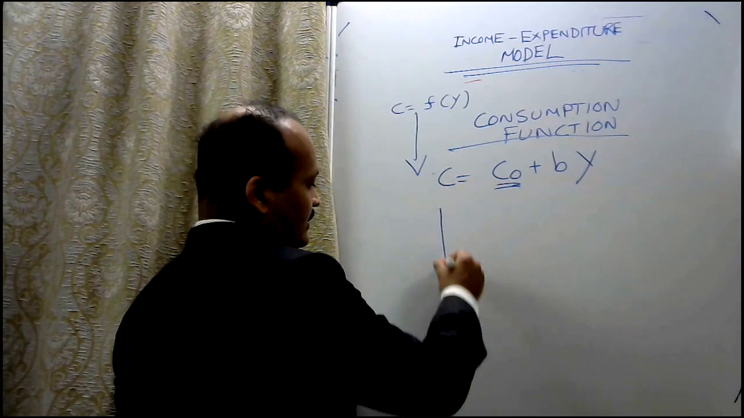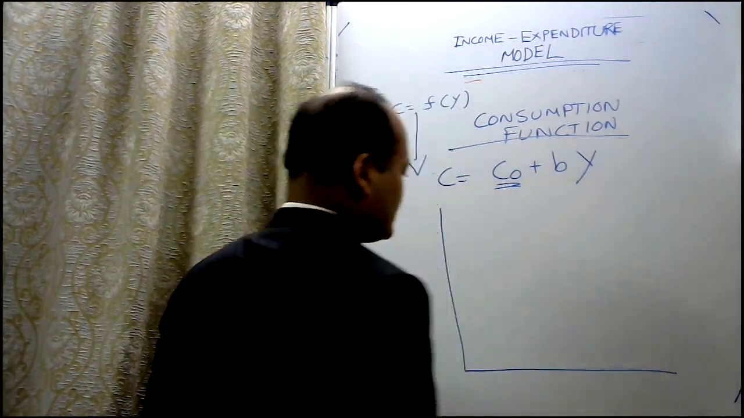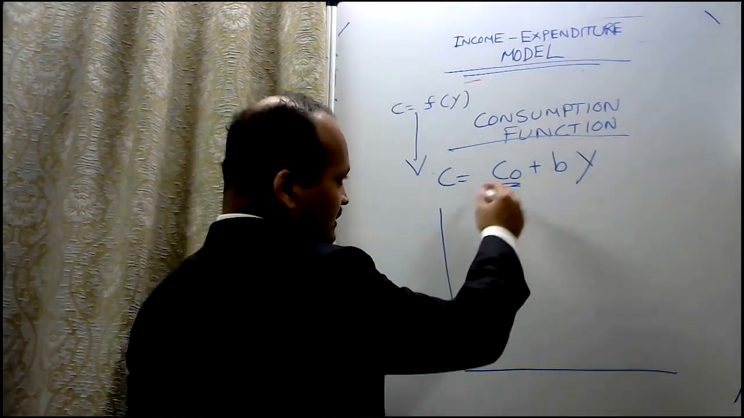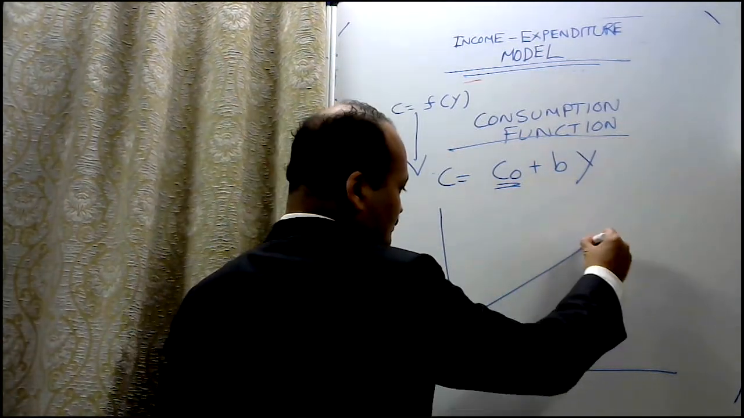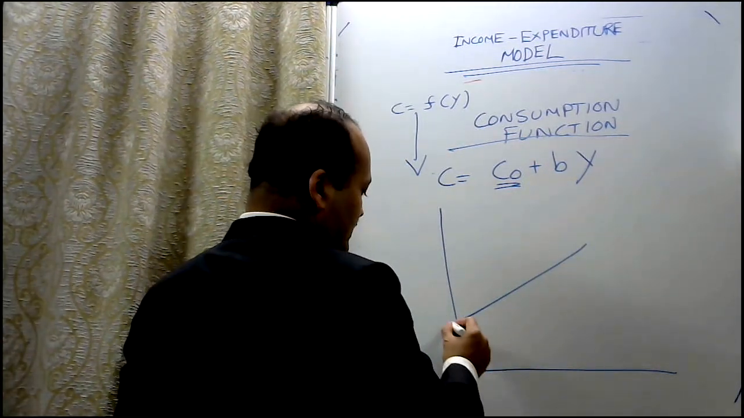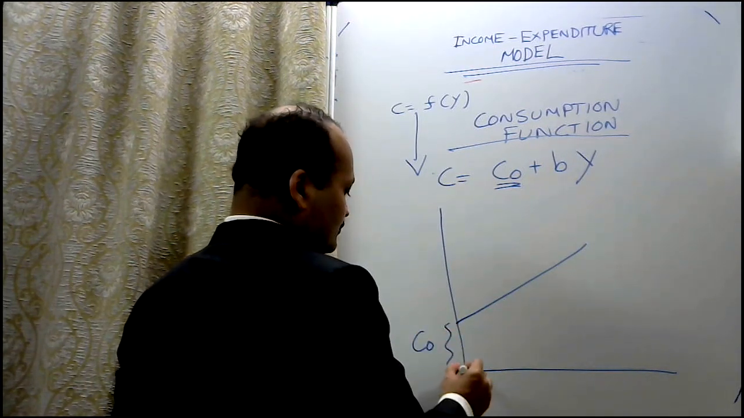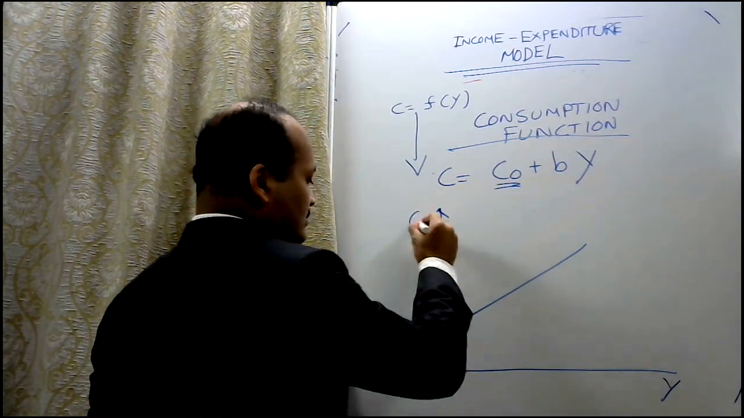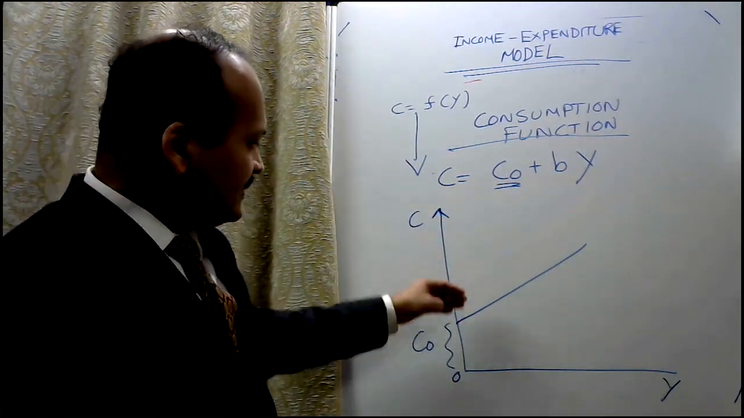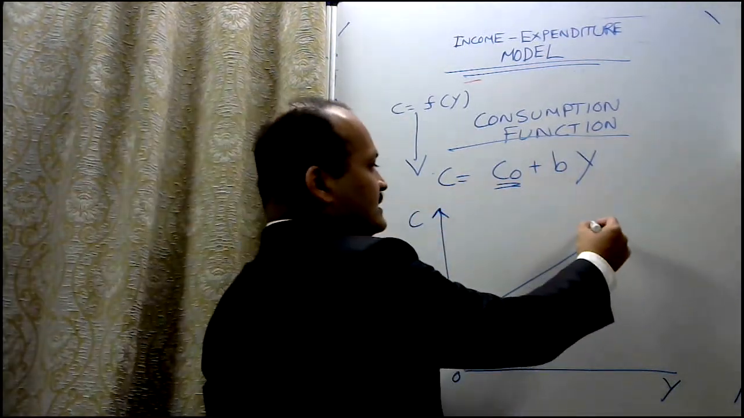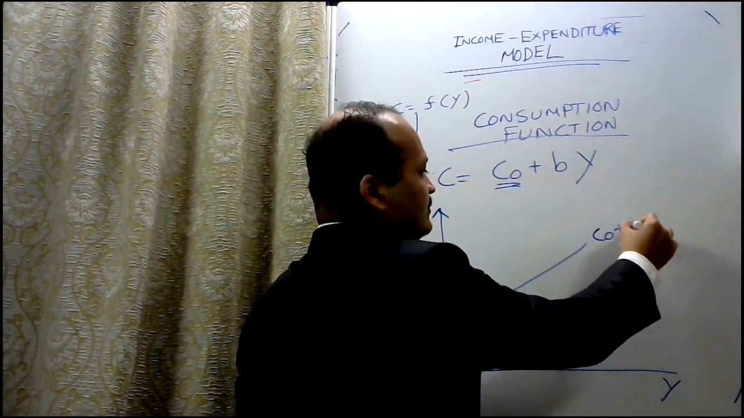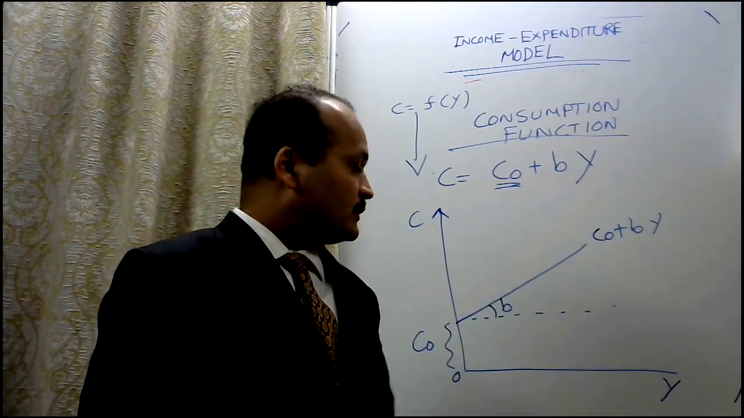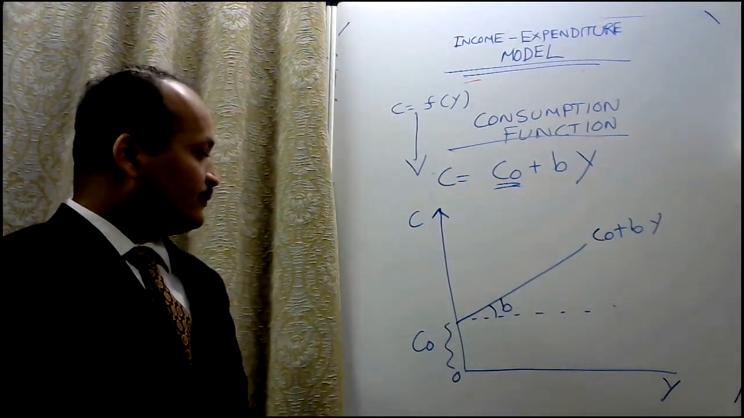Now if I were to represent it as the equation of a straight line, how would it be? Say this is my C0, this is 0, this is Y, and if I plot C here, I will get this line, which will be my C0 plus BY, where B is nothing but the slope of this line C0 plus BY.